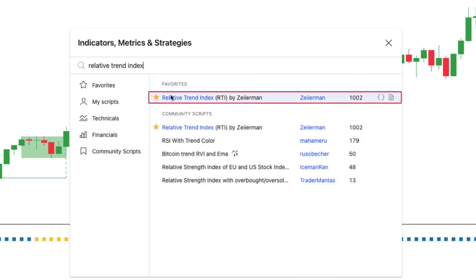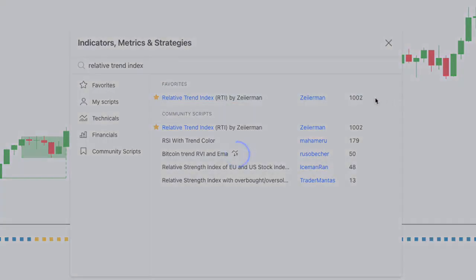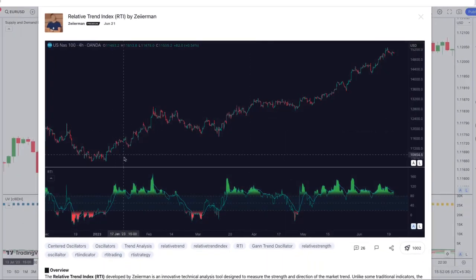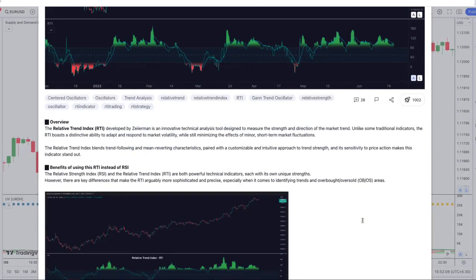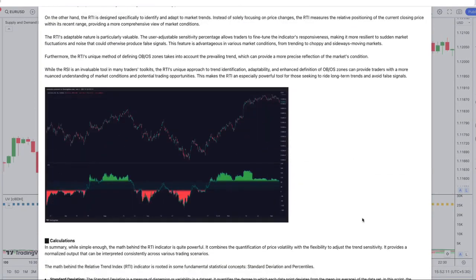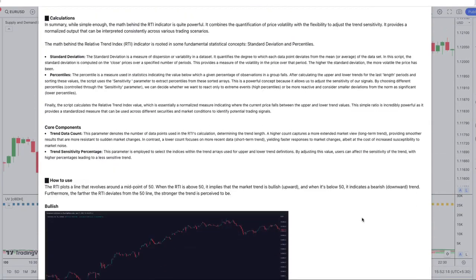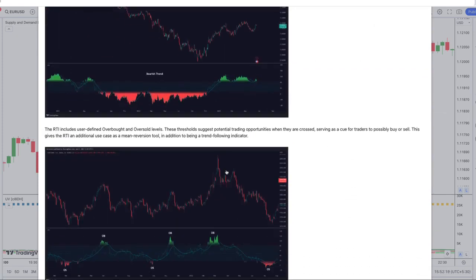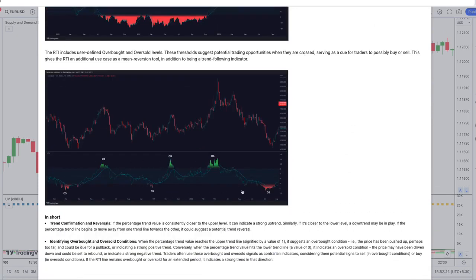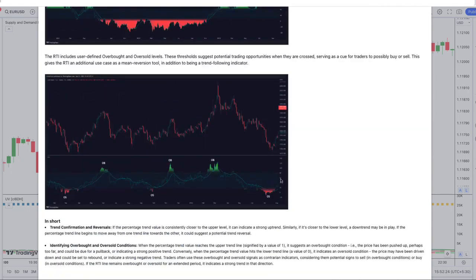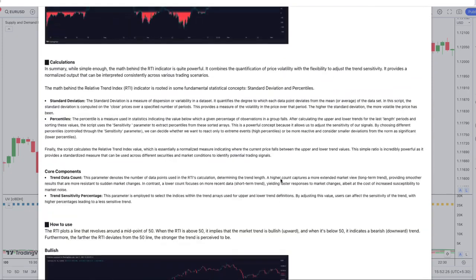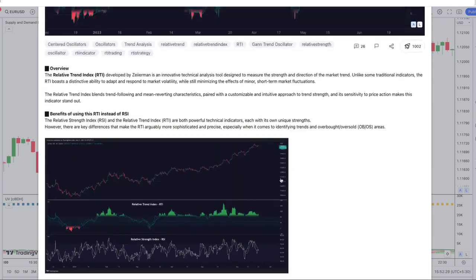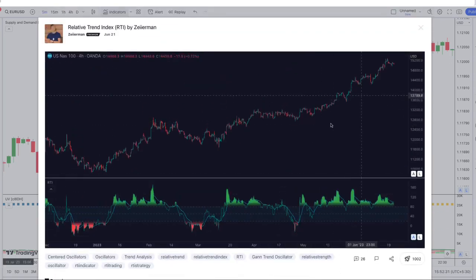The Relative Trend Index, RTI, is an ingenious tool, specifically engineered to measure the potency and trajectory of market trends. What makes the RTI unique is its harmonious blend of trend-following and mean-reverting characteristics. It's an adaptable warrior in the face of market volatility, adept at minimizing the impact of fleeting fluctuations. In contrast to the more conventional RSI, the RTI provides a panoramic view of the market landscape.